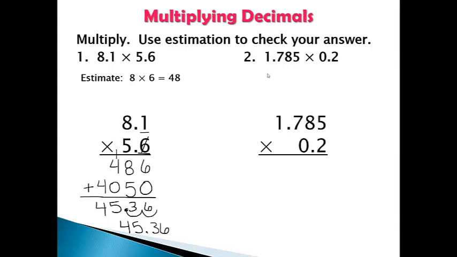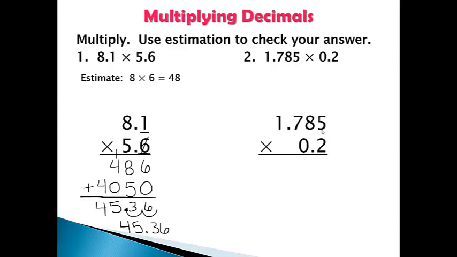For number 2, we have 1 and 785 thousandths times 2/10. When we are writing out our problem, we're going to line up the last digit. We do not worry about our decimals. In the first problem, it just happened that our decimal was lined up. But remember I said we didn't have to line up our decimals. So in this problem, it does not work out that way, and that's okay. So we have 1 and 785 thousandths times 2/10. We have our numbers lined up at the end, so now we'll go ahead and multiply.